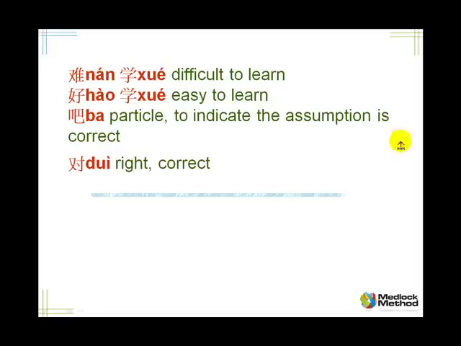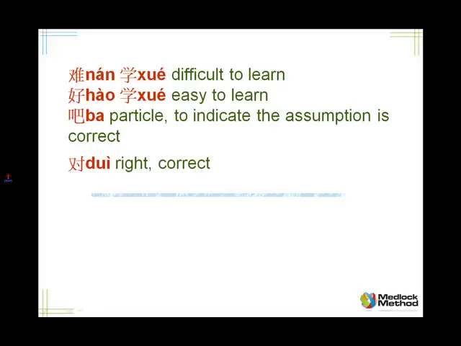Okay, look at this slide here, up here. The vocabulary here for your reference. Difficult to learn is 难学, and easy to learn is 好学. It's like a tag question in English, and 对, right, correct. And now it's build-up time.